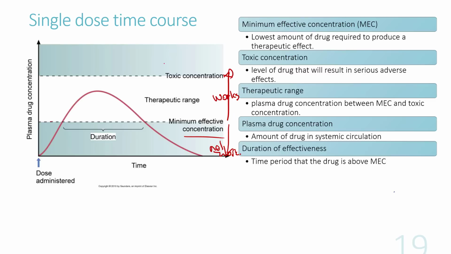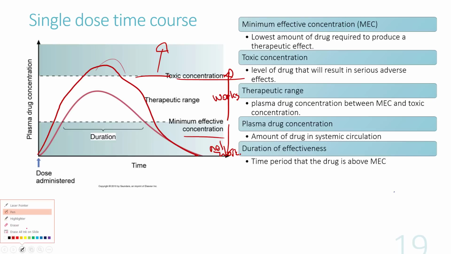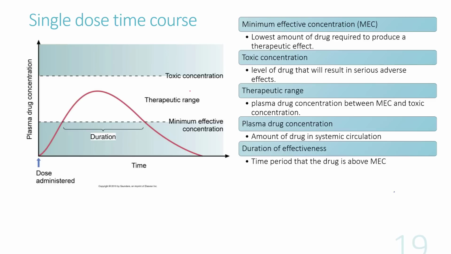Now, the second dotted line is toxic concentration. In this example, the drug never reaches toxic concentration. But you can imagine if the dose is much bigger, it can go up to toxic levels and then down again, right? Toxic levels is when it has adverse effects on the person. So you want to keep it within the therapeutic range, which is anything above the minimum effective concentration, but below the toxic concentration.